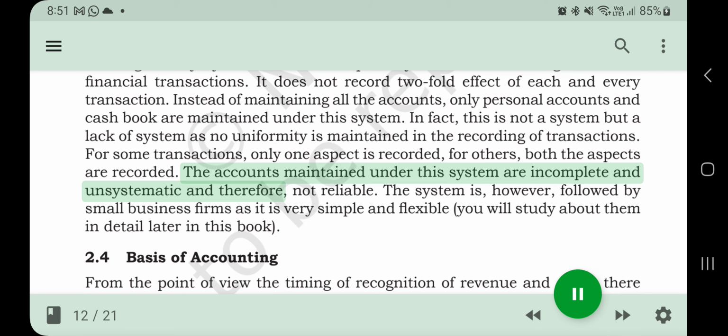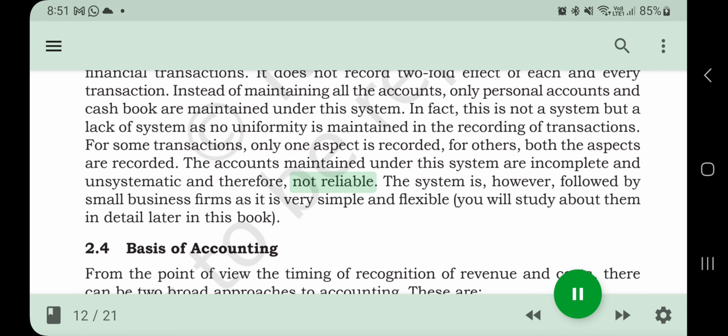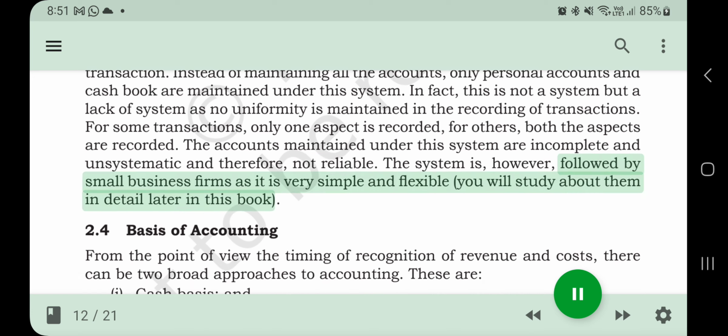The accounts maintained under this system are incomplete and unsystematic and therefore, not reliable. The system is, however, followed by small business firms as it is very simple and flexible. You will study about them in detail later in this book.